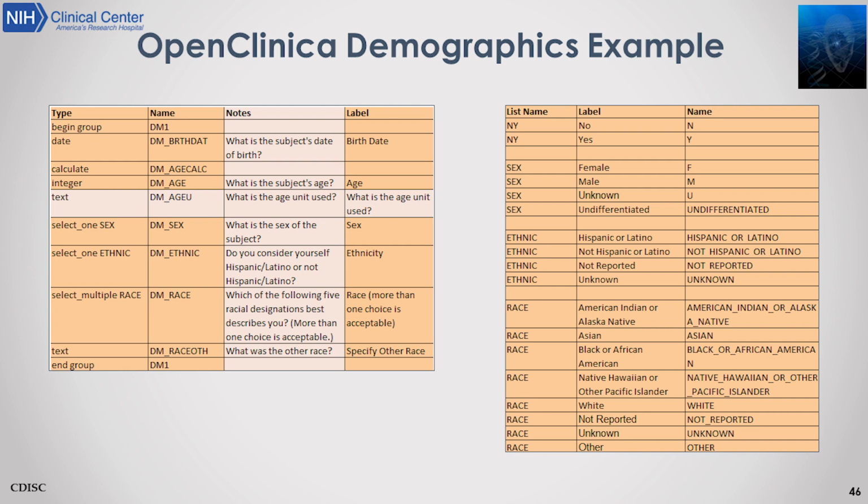So this is an example of the demographics. It has different formats, PDF, XML, as well as Excel. It identifies the fields, the notes, what you're trying to collect, what the label should be. And then for various fields, it shows the standard list that should be associated with it. So for ethnicity, it identifies Hispanic or Latino, non-Hispanic or Latino, not reported or unknown as acceptable values for that field.